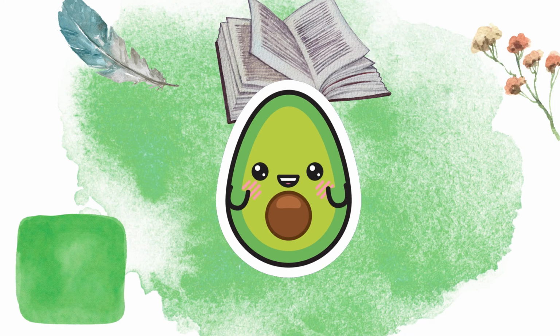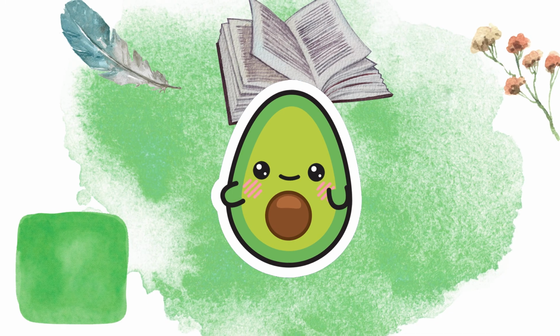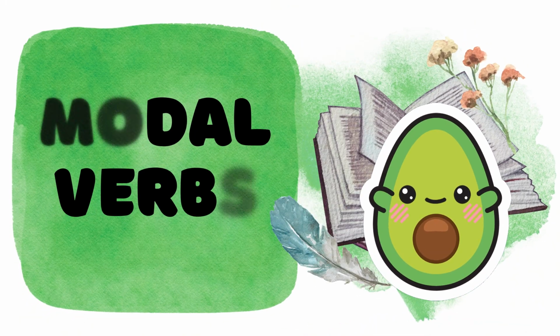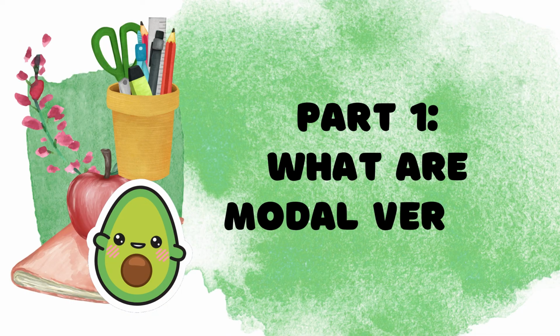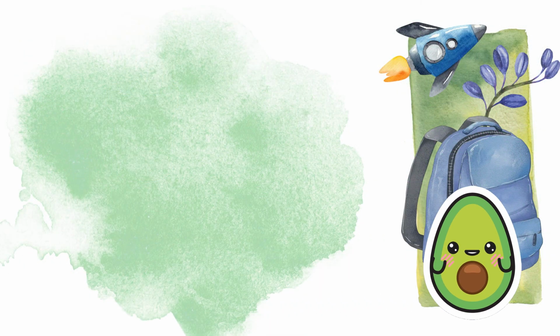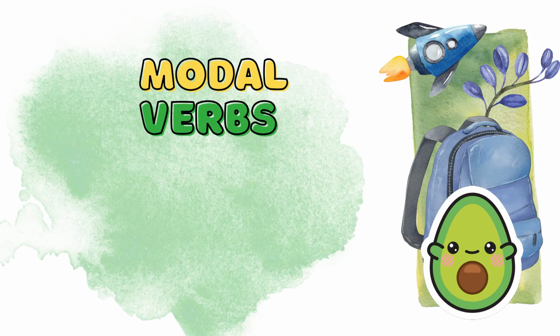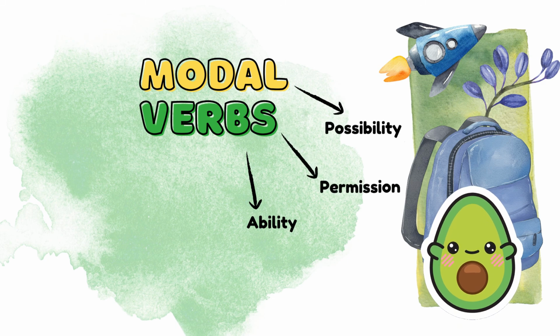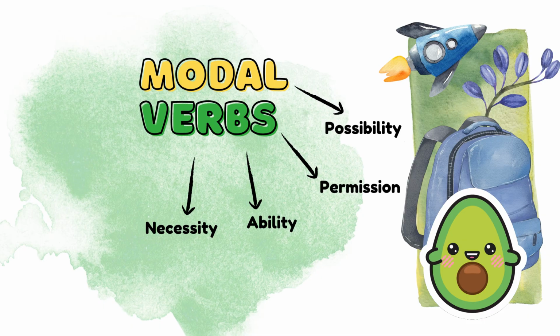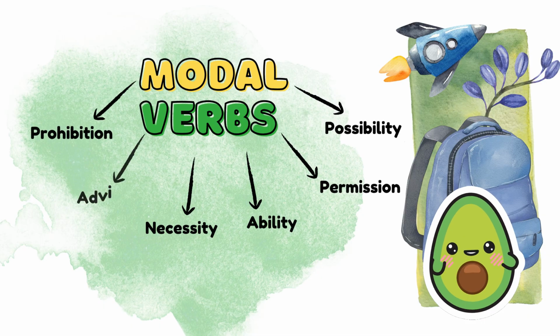Today, we are going to learn something super useful in English. Modal verbs. So, what are modal verbs? Modal verbs are helping verbs. They work together with the main verb to show ability, possibility, permission, necessity, prohibition, or advice. That means they tell us what we can do, what we must do, what might happen, or even what we should not do.